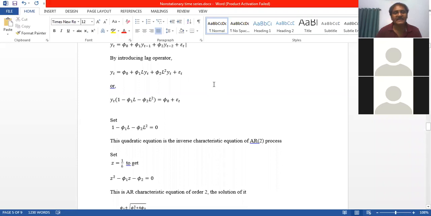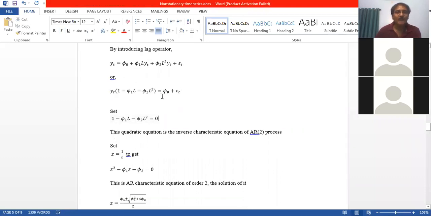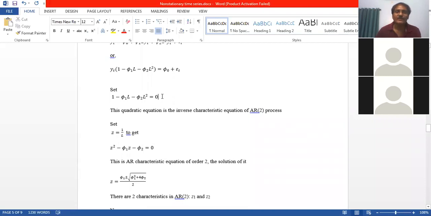As I have mentioned in the case of AR1, if you set this component equal to 0, 1 minus phi 1 L minus phi 2 L squared, so set this equal to 0, you have what is known as the inverse characteristic equation. So this is the inverse characteristic equation for AR2.